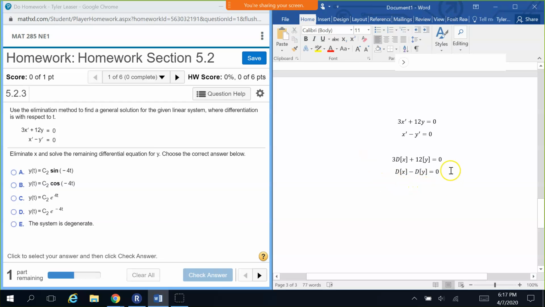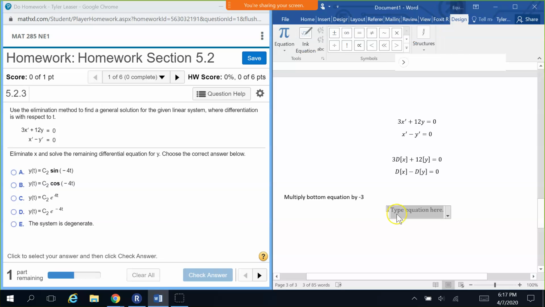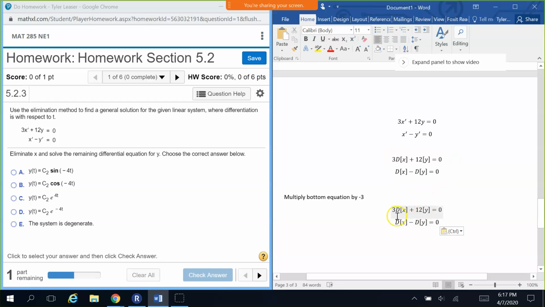Now what you want to do is solve this as if it was just an algebraic system. And one way of doing that is by eliminating. With this question, it wants you to eliminate the x. So to eliminate the x, we would add these two equations after we multiply the bottom equation by -3. So if we multiply the bottom equation by -3, this is going to be a -3 Dx, and then technically this would be +3 Dy.